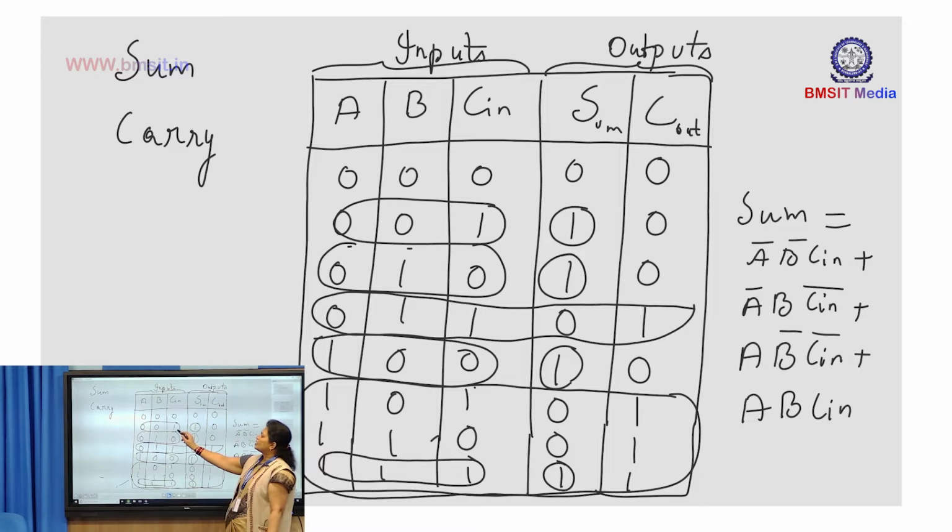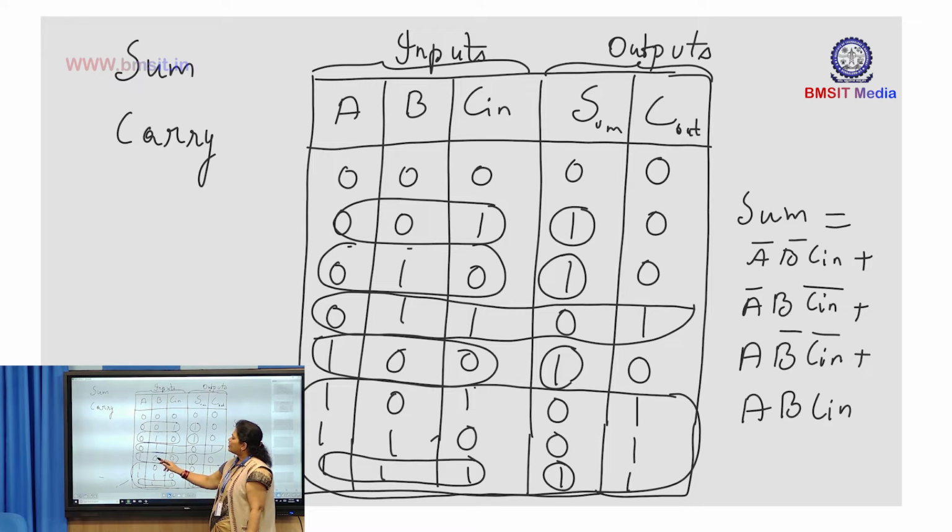C in because the input is 1. Similarly, the next combination we can write A bar B C in bar. Next, this is 1. So A B bar C in bar. Last combination A B C in. So this is the logical expression for sum.